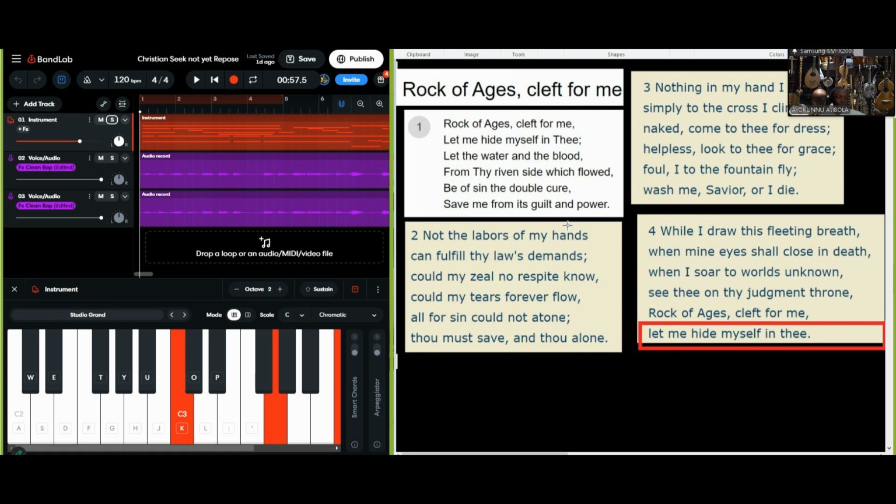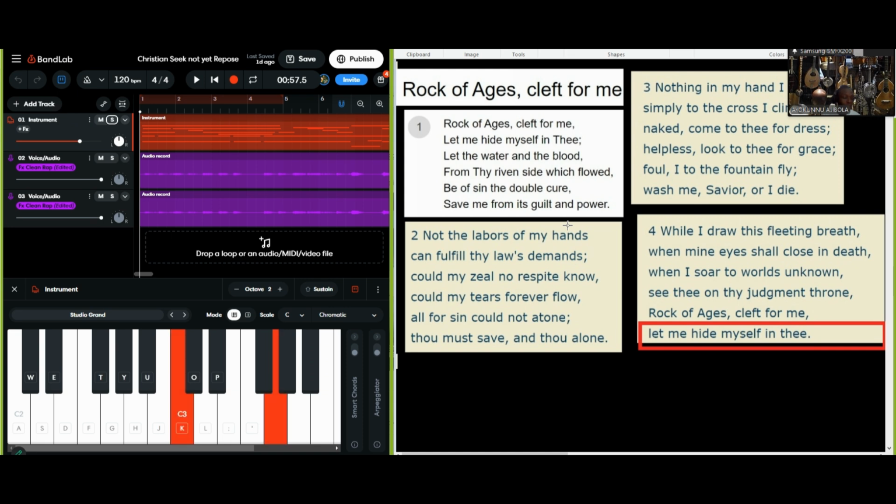Okay. Verse 2 again. Not the labors of my hand can fulfill thy love's demand. My zeal, no respite, no. Could my tears... Oh, I was playing something to that. Hold on. So.